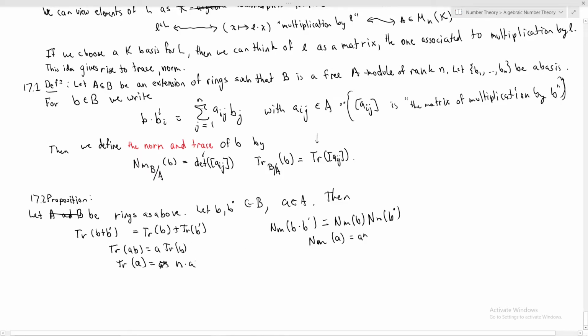The logic I said works, so if the matrix looks like A on the diagonal, then the determinant is A to the n, and the trace is the sum of the diagonal entries, which is n times A. Okay. And then there are other properties of the norms. The norm is multiplicative. We're not going to prove this. And I'll make the remark. So this is 17.3.